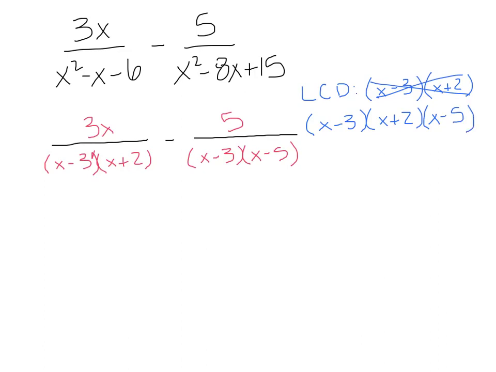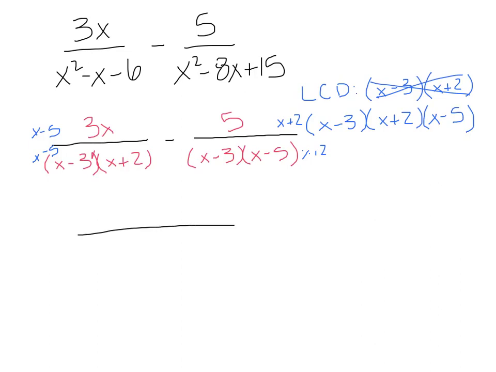So now let's create that least common denominator in both fractions. If I look at the first fraction, I see that I'm missing an x minus 5. So I need to multiply the first fraction by x minus 5 over x minus 5. If I look at the second denominator, I'm going to need to multiply that denominator by x plus 2. So I'm going to need to multiply the fraction by x plus 2 over x plus 2. Now, in the last example, I talked about skipping a step. I'm going to kind of do that here.